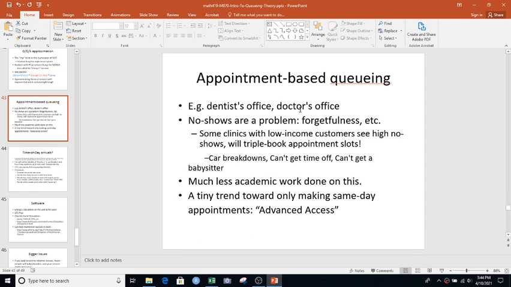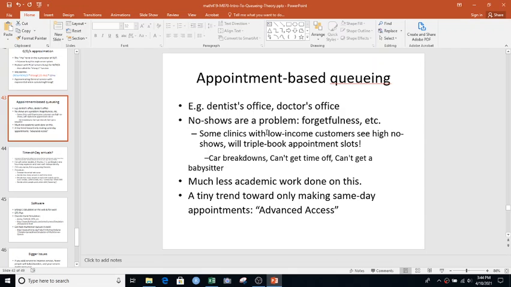Appointment-based queuing is different entirely than Poisson arrival kind of queuing, because people are deliberately scheduled to be arriving 15 minutes apart or something. It's a fact of life in a lot of appointment-based systems that no-shows are a problem. Either people forget or people just can't get time off their jobs to make an appointment.